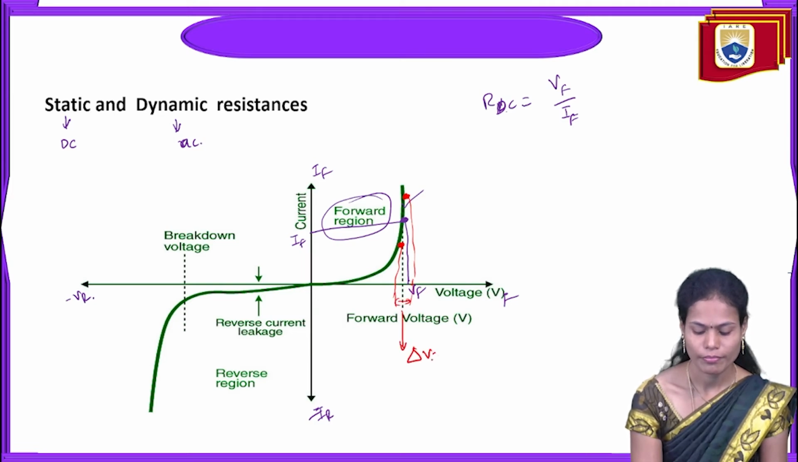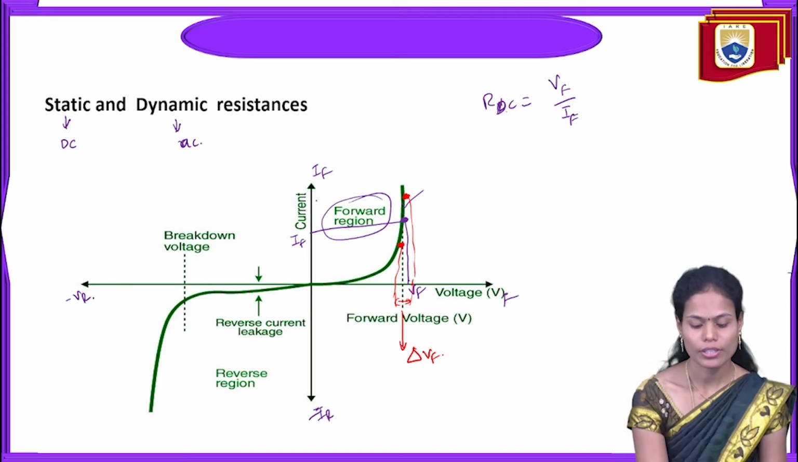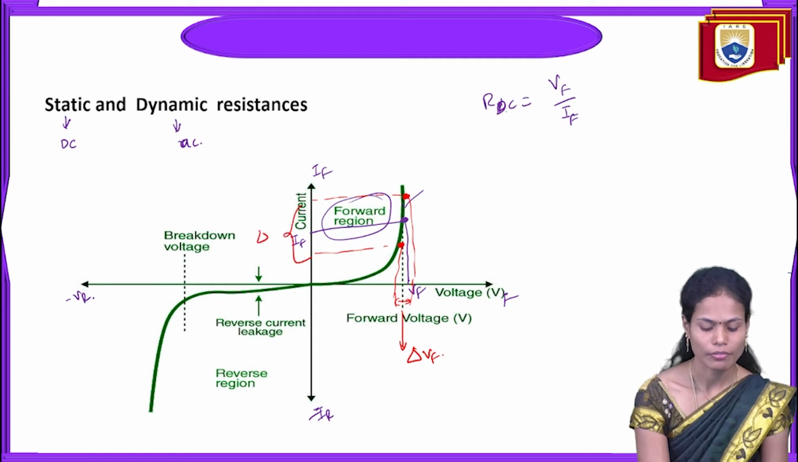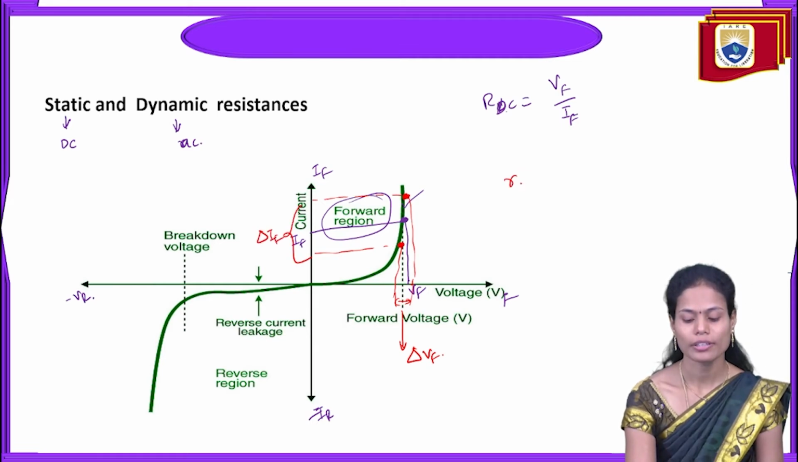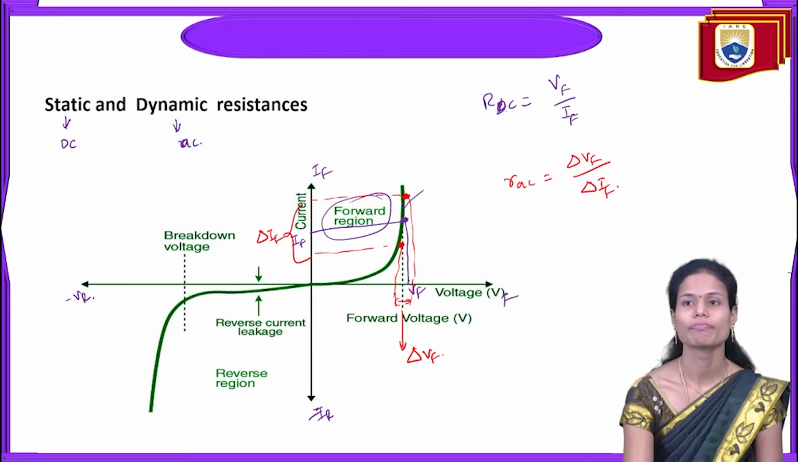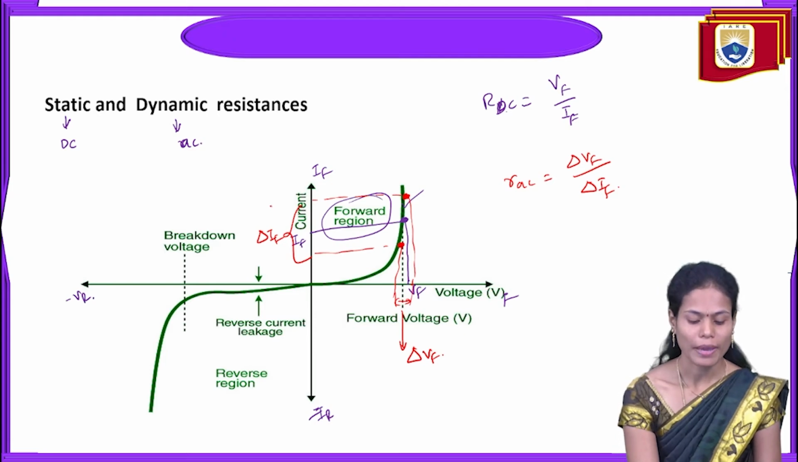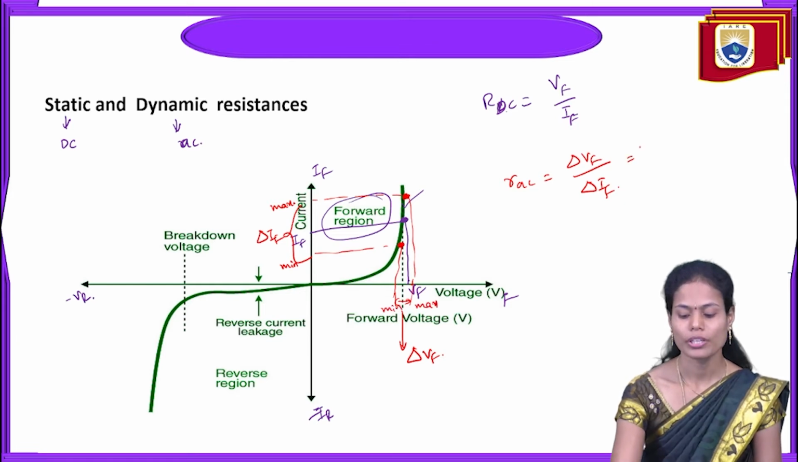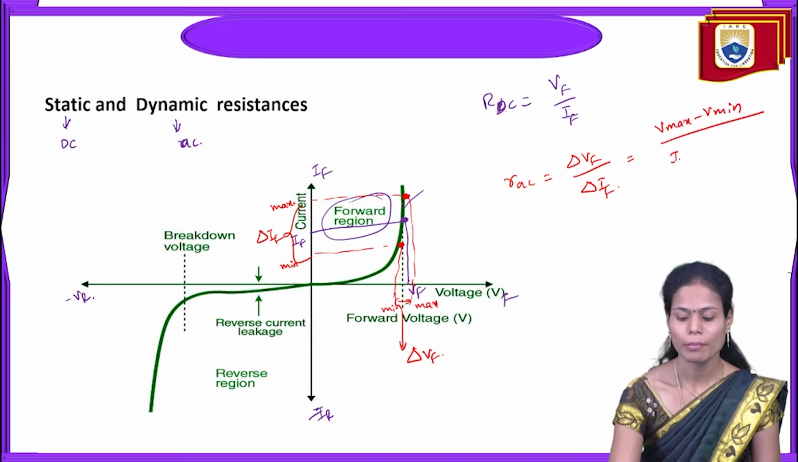variation of voltage will be there and what is the corresponding variation of current we will get. So to calculate that AC resistance, here we have to take delta VF by delta IF. Okay, here this is the maximum value and this is the minimum value, and here also it is the maximum value and it is the minimum value. So here we can write it as V maximum minus V minimum, right? Divided by I maximum minus I minimum will give the AC resistance from the characteristics.